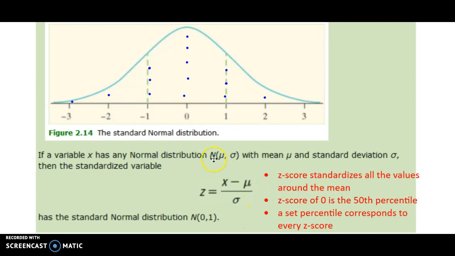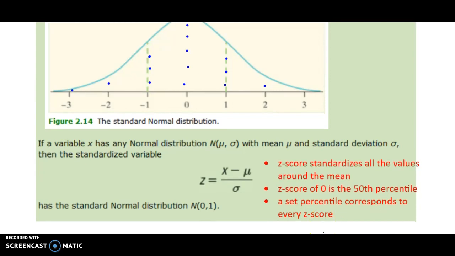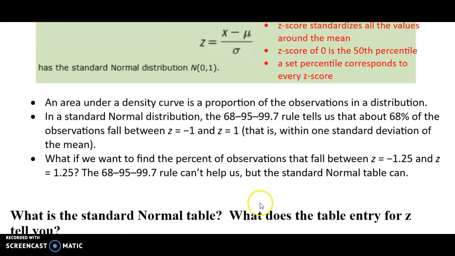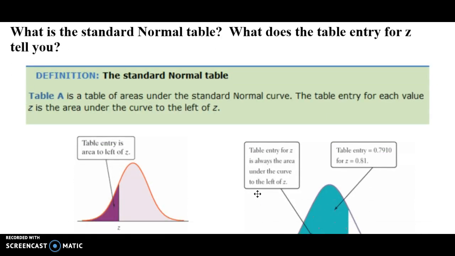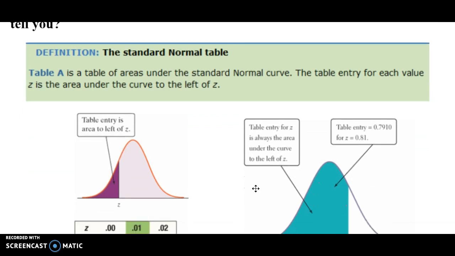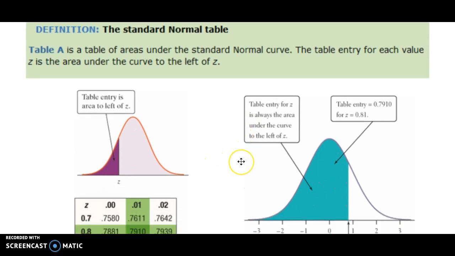So remember, the z-score standardizes all the values in a distribution around the mean being 0 once the numbers are standardized, meaning at the 50th percentile. And then every set percentile corresponds to a specific z-score. That can be found using what we call a normal table or a standard normal table. So if we standardize the values and we know how many standard deviations from the mean they are, we can find the area under the curve.